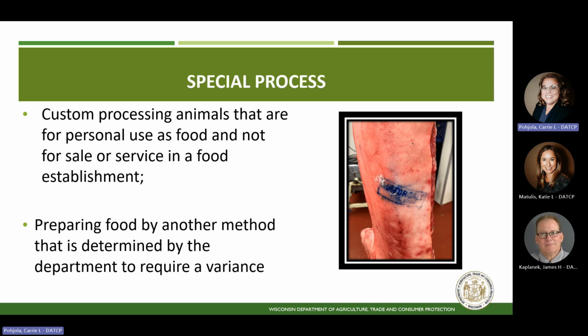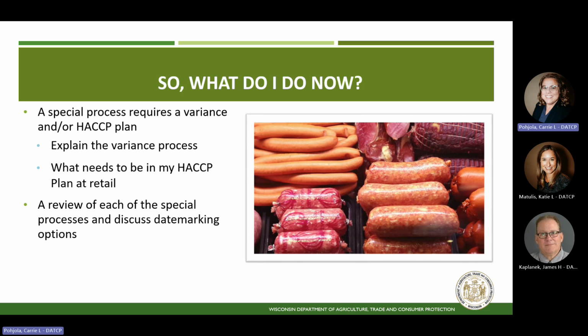I want to add that if you fall under meat or USDA inspection, a variance for custom processing under retail would not be required. So now what do I do? I'm at a loss here. Well, don't worry. We are going to go through special processes specific to meat processing establishments. We're going to discuss the variance process, what needs to be in the HACCP plan at retail, and review each of the special processes and date marking options.